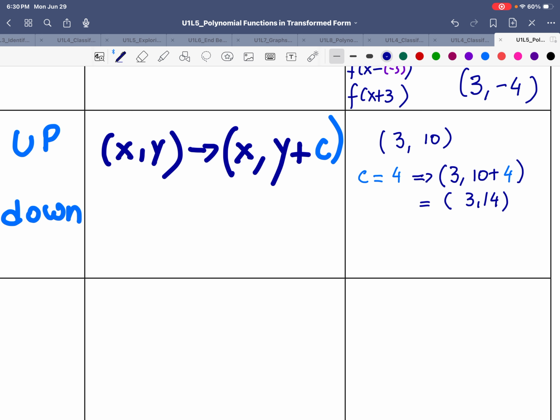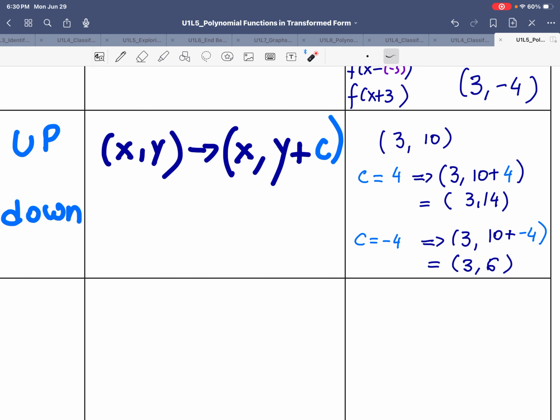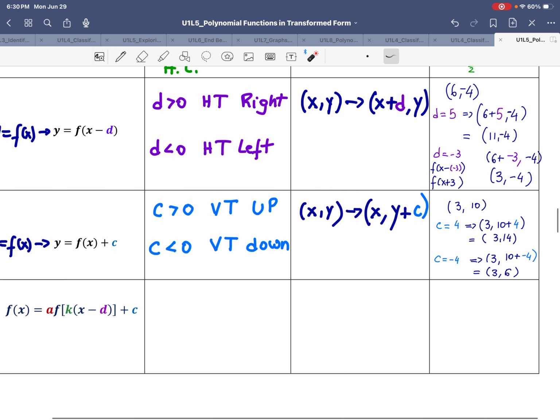If c happens to be a negative number, on the other hand, then the point on the parent function, 3, 10, will keep the same x value, but then we're going to add the value of negative 4, the value of c, to the y coordinate, and that will change the point to 10 plus negative 4, so 3 and 6. As you can see, the x stays the same, whereas the y values are shifting.